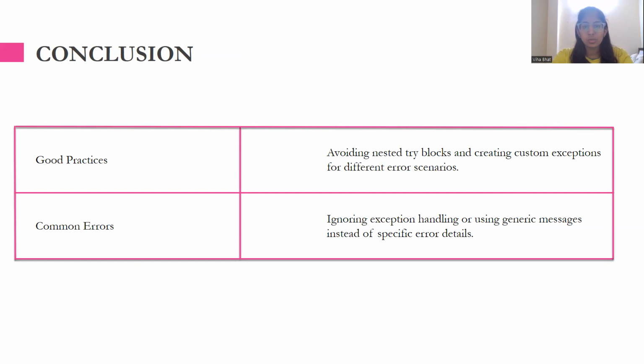So, in conclusion, the good practices are avoiding nested try blocks and creating custom exceptions for different error scenarios, and common errors include ignoring exception handling or using generic messages instead of specific error details.